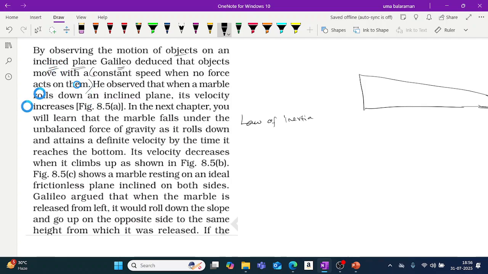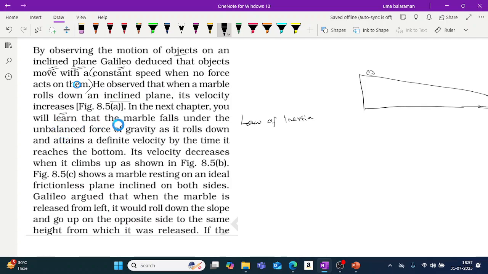If it is an inclined plane, he observed that when a small marble rolls down the inclined plane, have you guys played with marbles? It will keep moving. Its velocity increases if it rolls down the inclined plane.